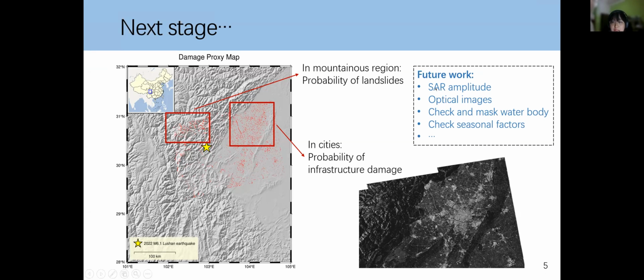So now I'm working on the SAR amplitude products, and I plan to combine this product with optical images to find more details about the landscape change after the earthquake. And also I need to check and remove some factors that can influence the results, such as the water body and some seasonal factors. So that's all about my GMTSAR project.